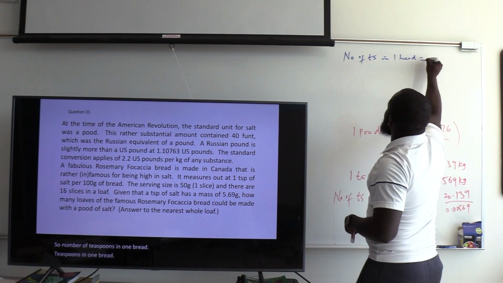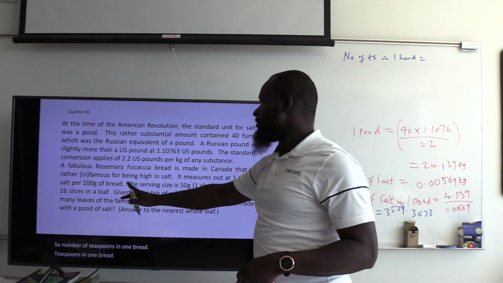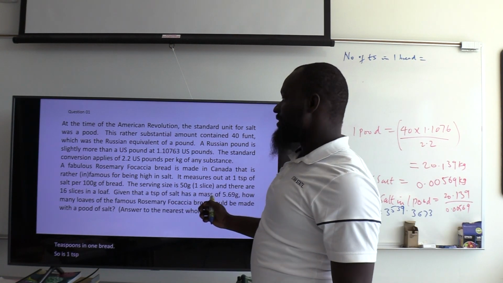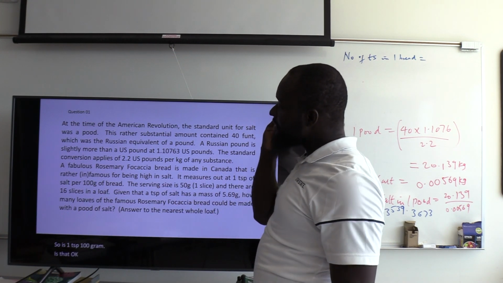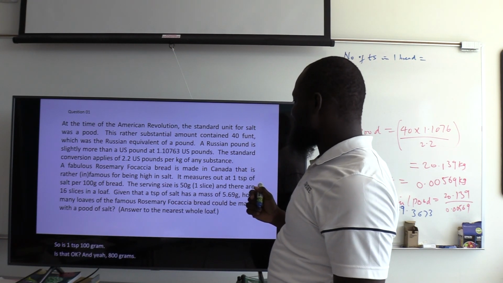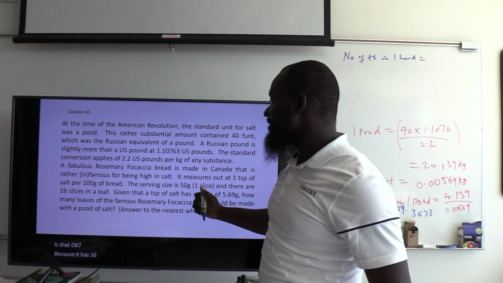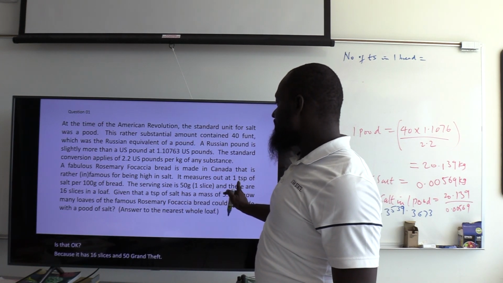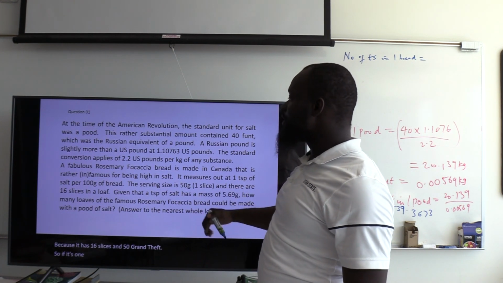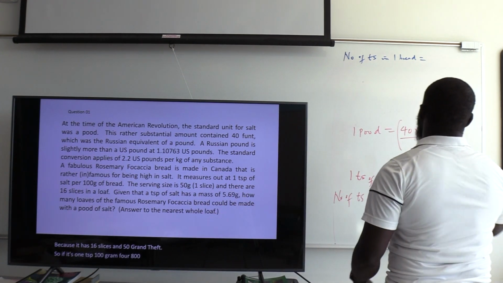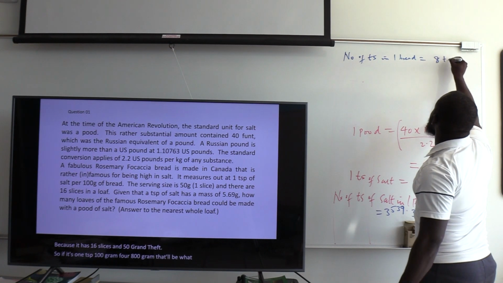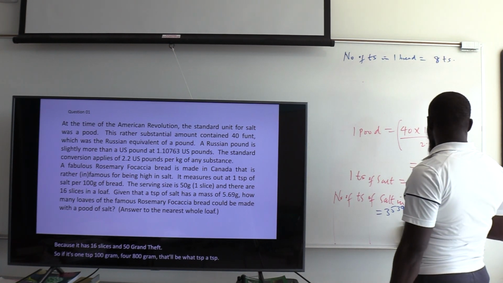So the number of teaspoons in 1 bread: it is 1 teaspoon per 100 grams, and they are 800 grams, because it has 16 slices and 50 grams per slice. So if it's 1 teaspoon per 100 grams, for 800 grams, that would be what? 8 teaspoons.